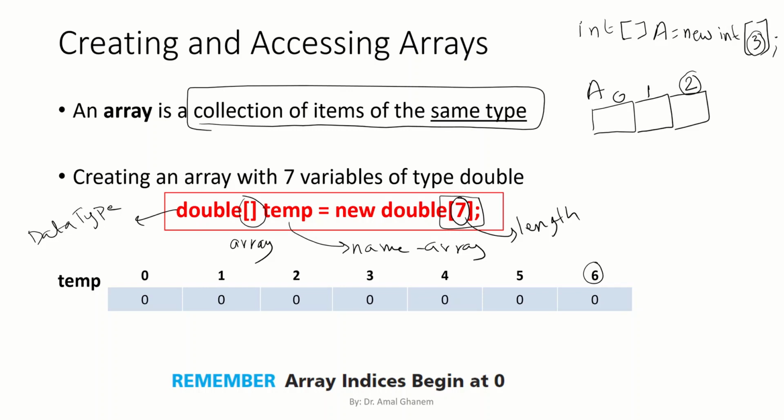So this is step number 1. To create an array, you need the data type, you need the name of your array, you need to mention the brackets, and then you have to say new double, new integer, whatever data type you need, and then you have to mention the length. The second thing we have to remember is our array will always start from 0, and the last index will always be length minus 1.